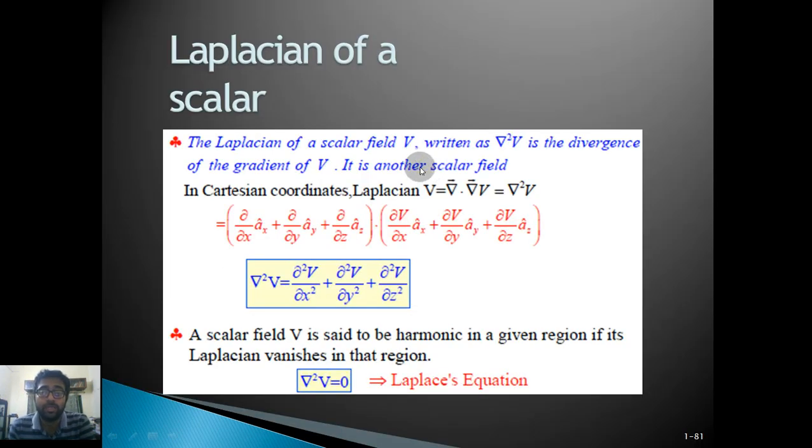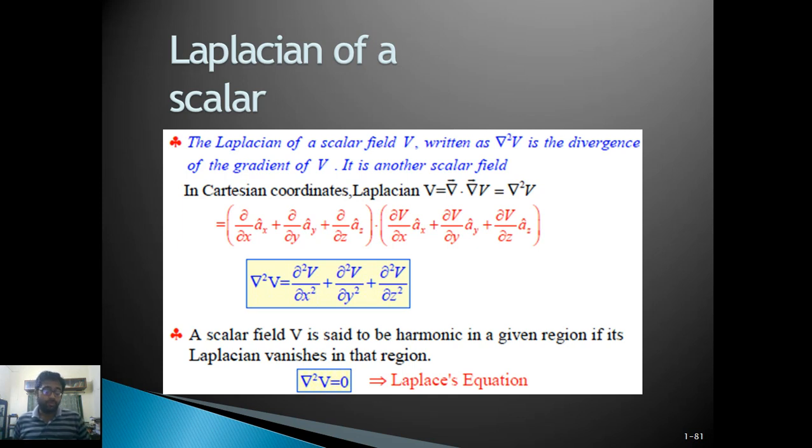Now the Laplacian of a scalar, how has it been described? Let's see. The Laplacian of a scalar field V, written as del square V, is the divergence of the gradient of V. It is another scalar field. Practically that is what it is. Now there is a basic distinction between these three things. First, if we take a gradient of a scalar function, it provides a vector quantity. Now if we take a divergence of a vector quantity, it will provide you a scalar function.